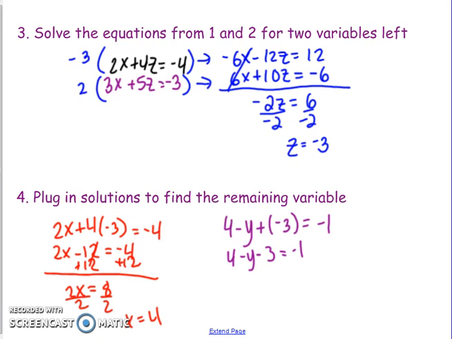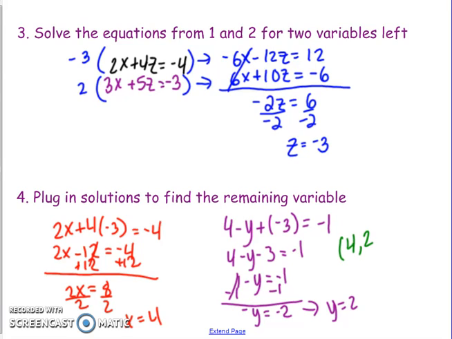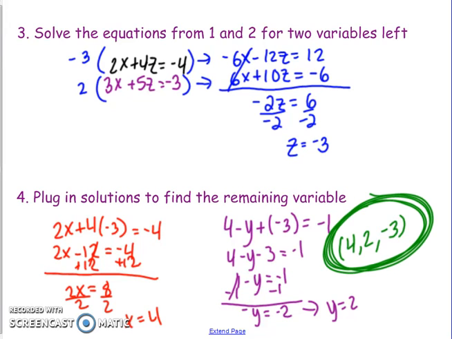I subtract 4 minus 3, I get 1. So 1 minus y equals negative 1. I subtract 1. Negative y equals negative 2. So if I divide by a negative, y equals 2. So now I have y, I have x, I have z. So my answer has to be written as an ordered triple. So I'm going to have, in alphabetical order, x, which is 4, comma y, which is 2, comma z, which is negative 3. And then this is my final answer.